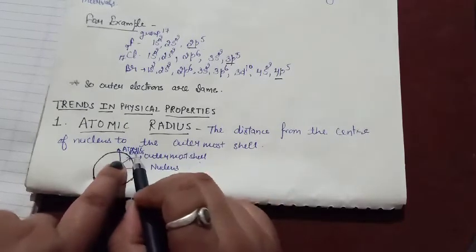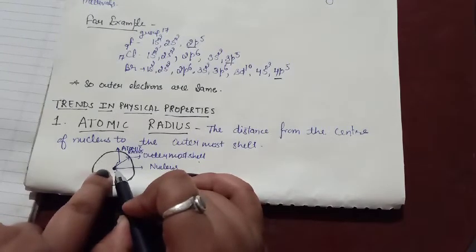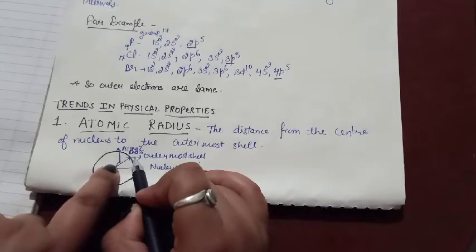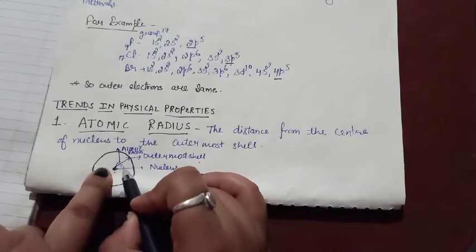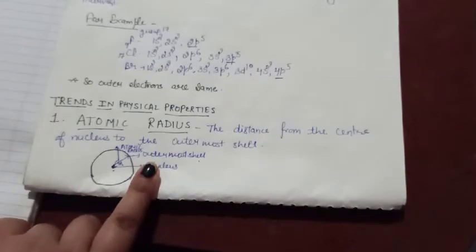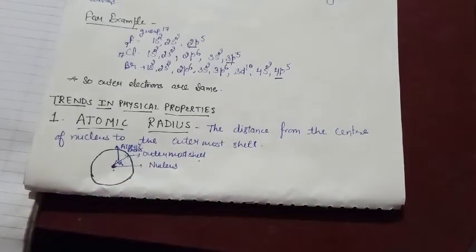So what is the atomic radius? The distance from the center of the nucleus to the outermost shell. When you see it according to math, this is the radius. So it is the radius of the atom, that's why it is known as atomic radius: the distance from the center of the nucleus to the outermost shell. So this is the atomic radius.